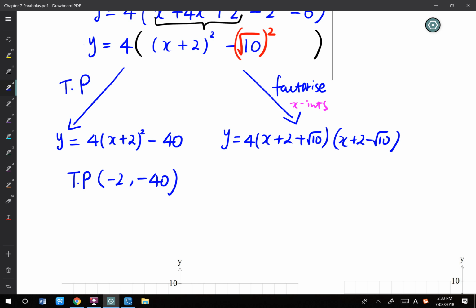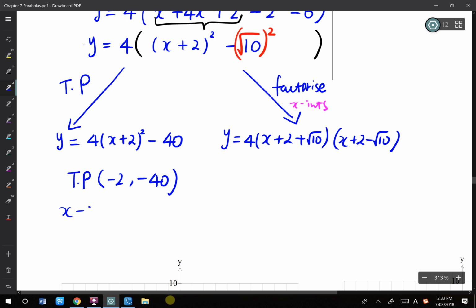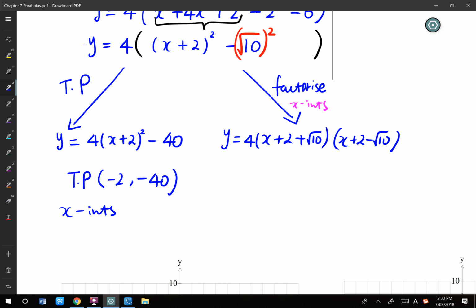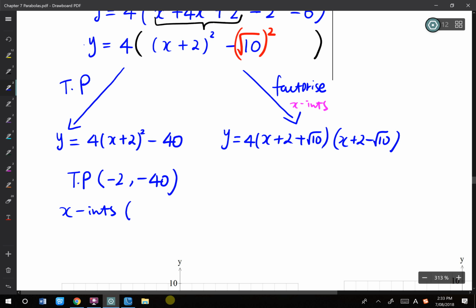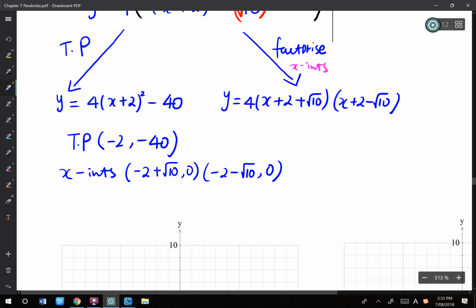What's the x-intercept for this question? We use the factorized form to see the x-intercept. So what's the x-intercept? Minus 2 plus root 10, comma 0, and minus 2 minus root 10, comma 0. I can see that easily from the factorized form.